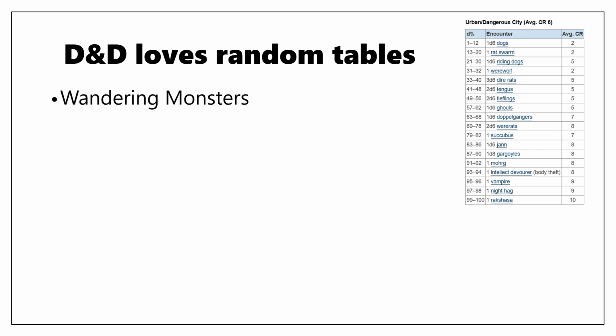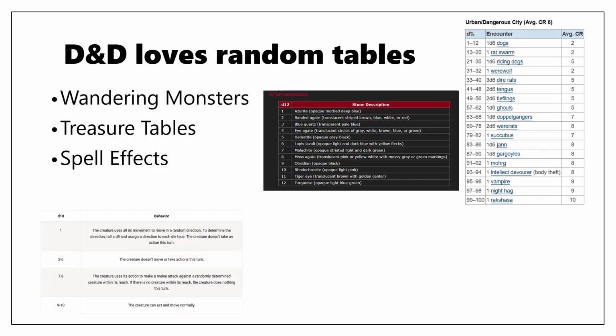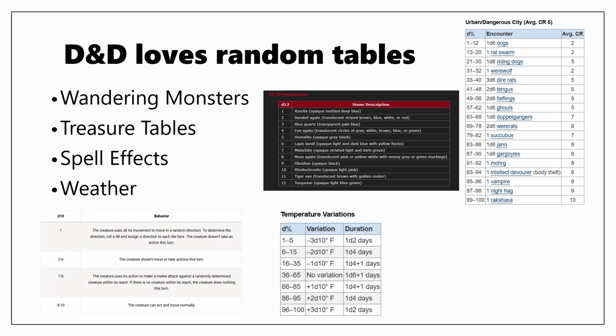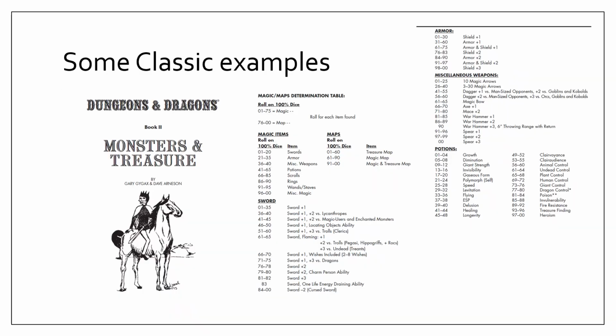D&D loves random tables. There are tables for wandering monsters. There are treasure tables. There are tables for spell effects. There are even tables to predict the weather. Random tables have been with Dungeons & Dragons since the original 1974 edition.